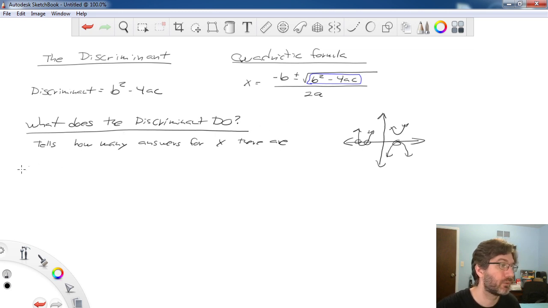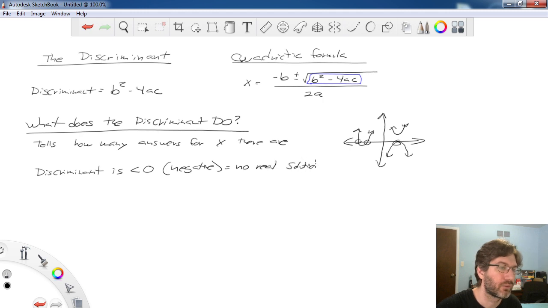So what does the discriminant do? Basically, you'll note that it has this square root symbol. So if the discriminant is less than 0, or if it's negative, then you're going to be taking the square root of a negative number, which means it has no real solutions.